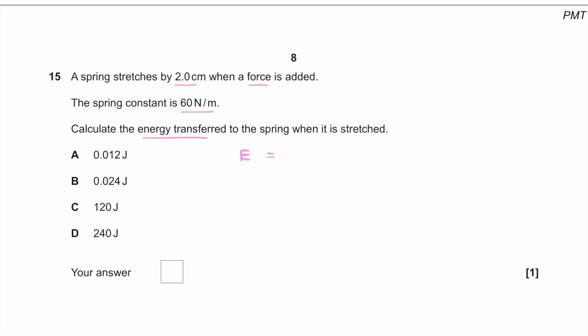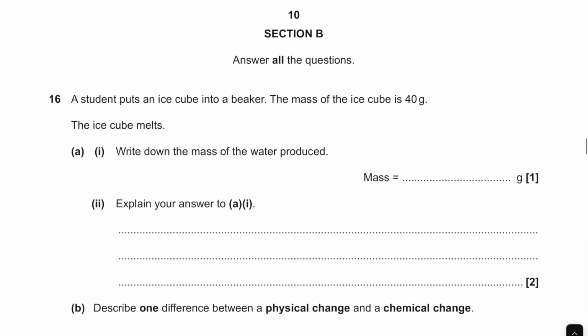E is half kx squared. Make sure that we have converted this into meters, so 0.02 meters, and then you just stick it all into your calculator and you will get an answer of 0.012, or A. All right, so that's question number 15 done. That's all section A done. Let's move on to section B.